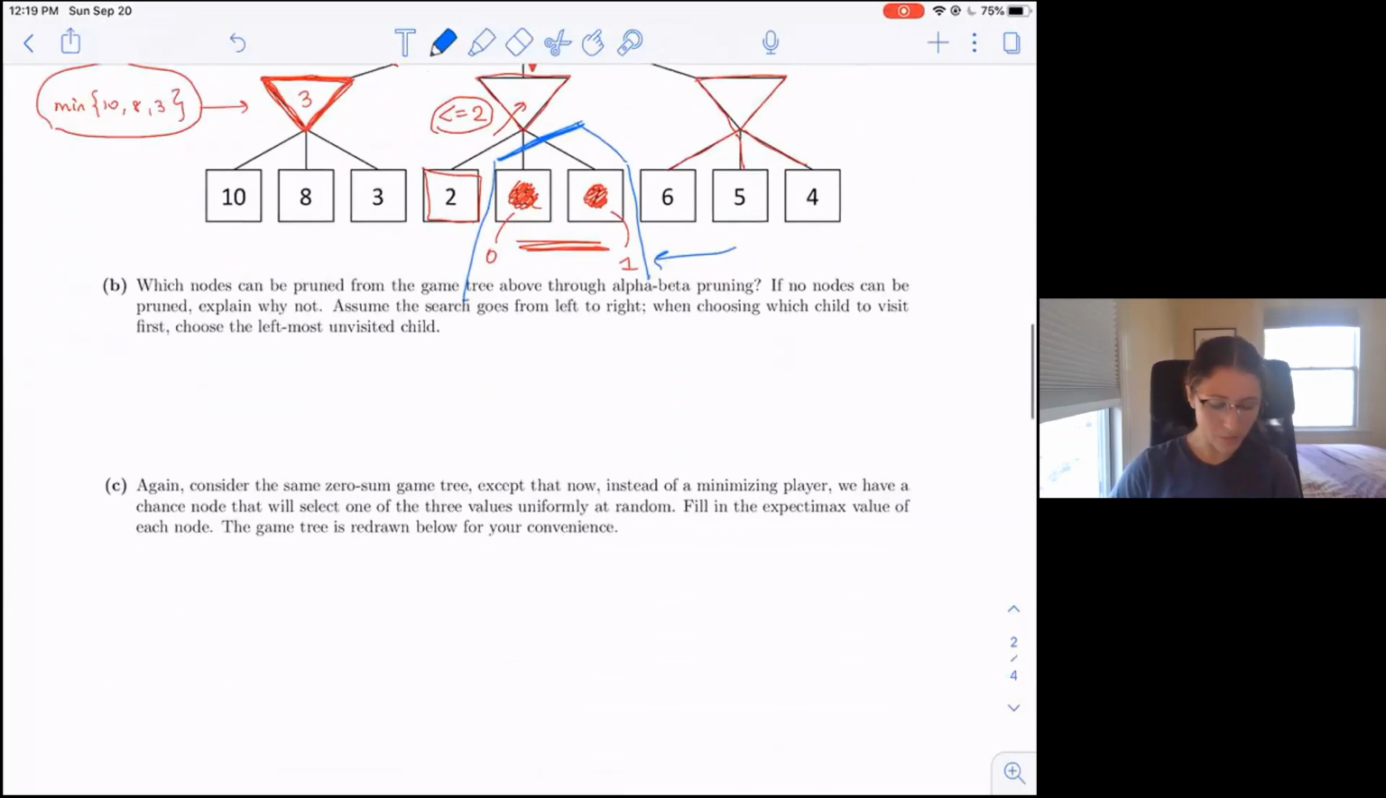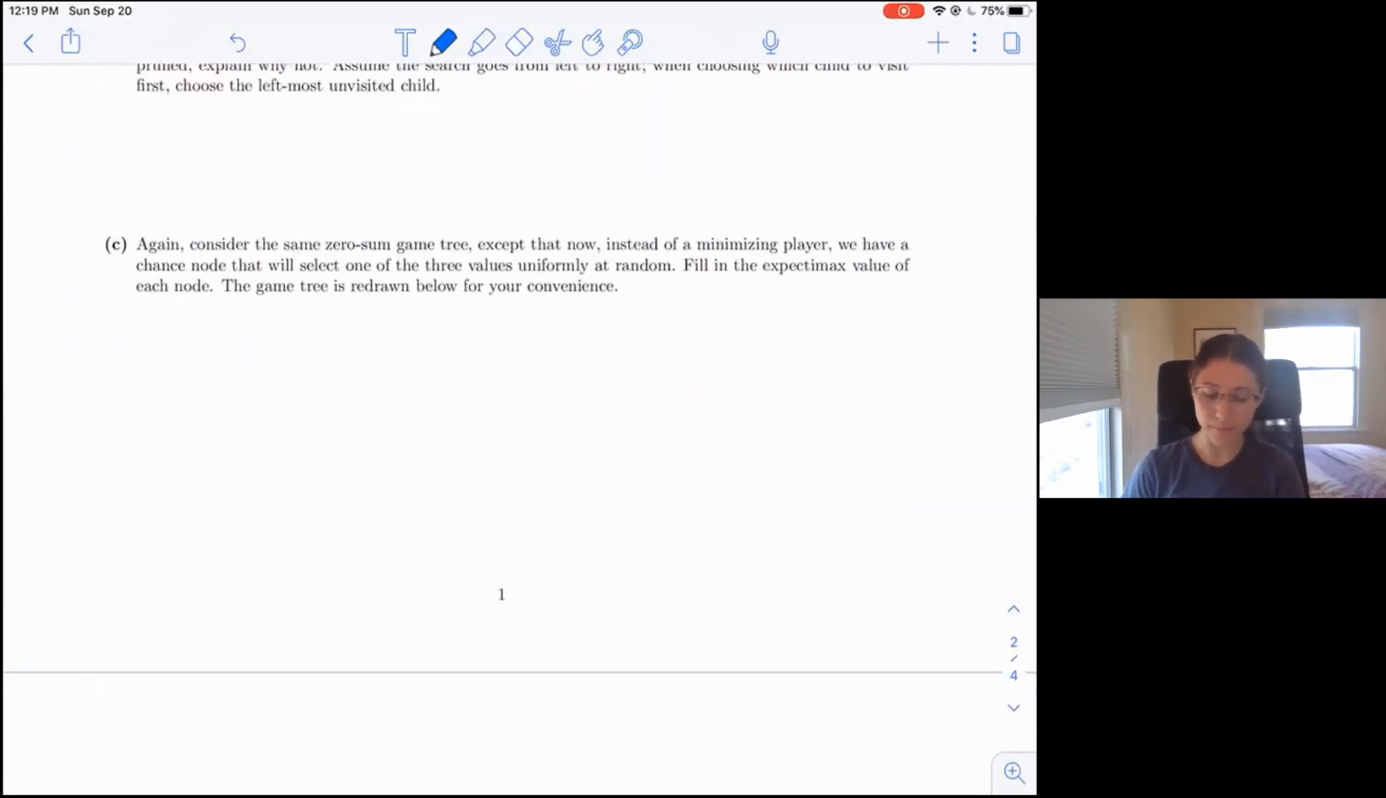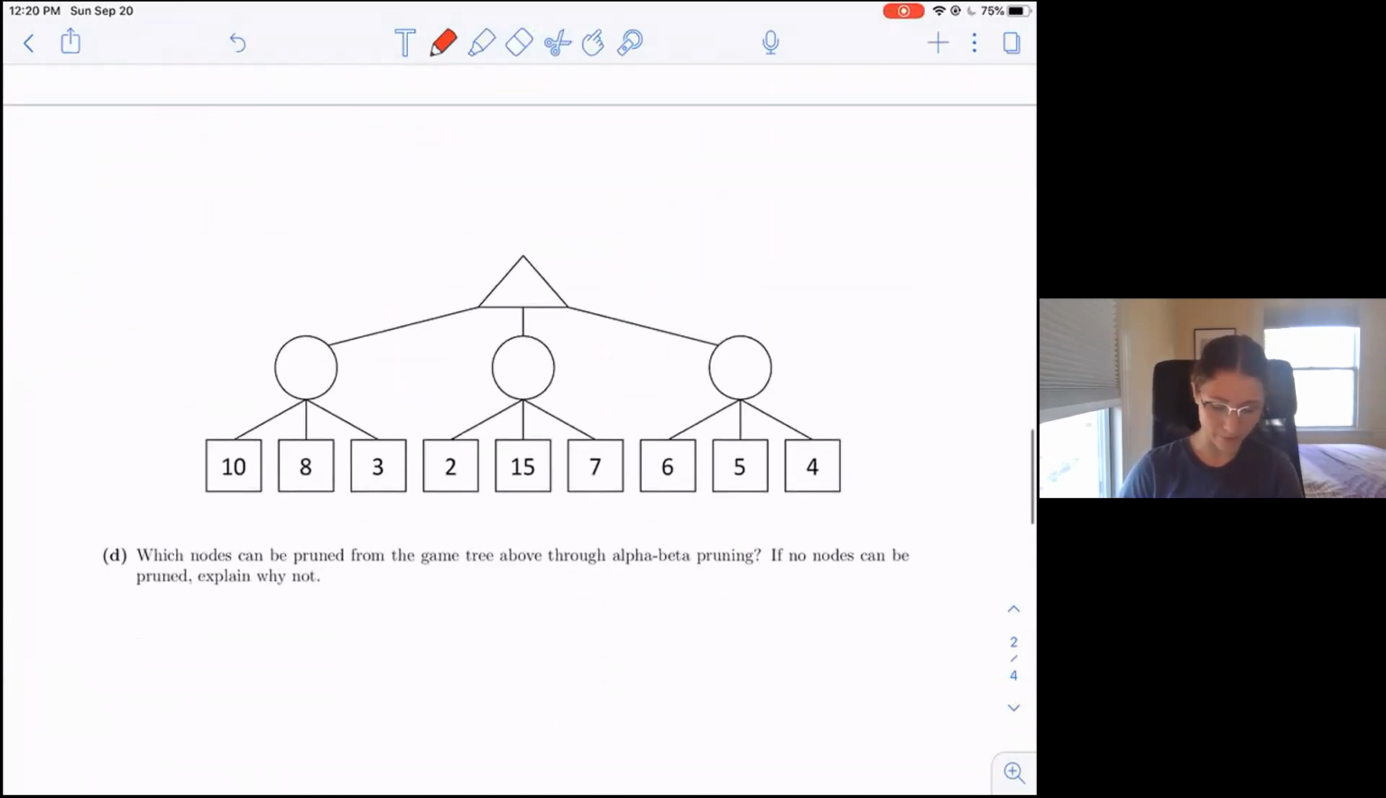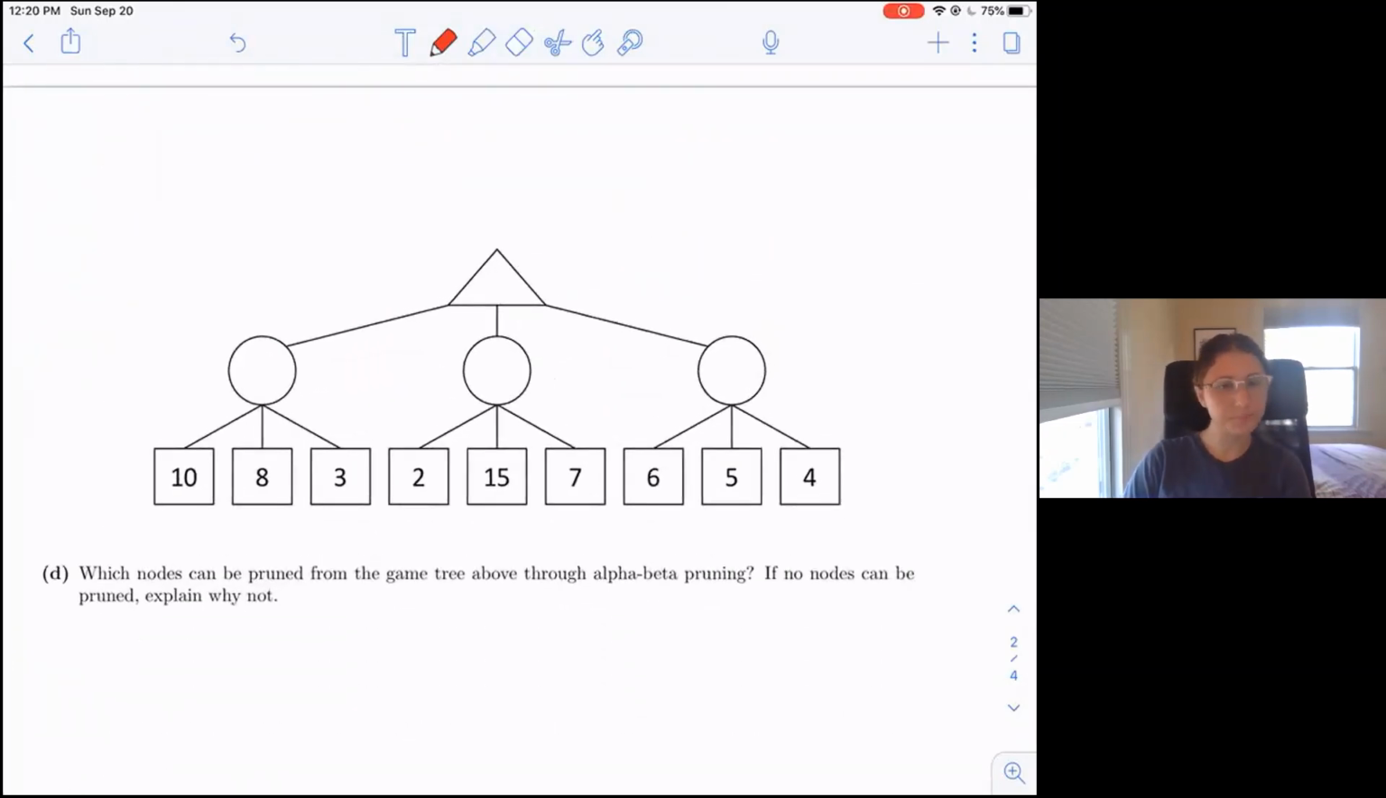Okay, now we want to consider the same zero-sum game tree, but now instead of a minimizing player, we have a chance node. And this chance node always selects one of the 3 values uniformly at random. We want to fill in the expected max value of each node. So here is this game tree that we've been provided. And remember, we are now going to be running the expected max algorithm, which is going to be really similar to minimax, except that now we have to take into account probabilities every time we see a circular node, which represents a chance node. So let's start at the root and work our way down. At the root, we know nothing, so we're going to recurse left.